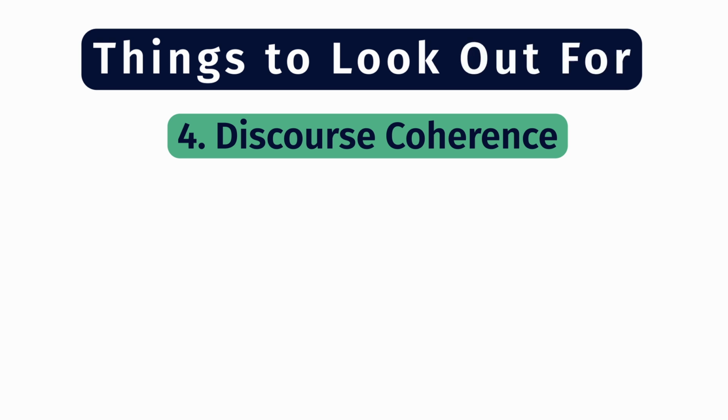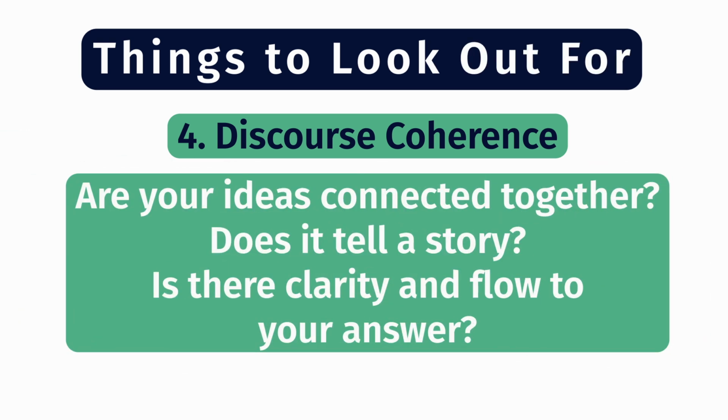And finally, discourse coherence. So that means, are your ideas connected together? For example, you might say, in the foreground of the photo, we can see something, something, and then in the background, we can see. So we understand by the words that you've used how the photo is arranged. And we're going to see some phrases like that a little bit later.